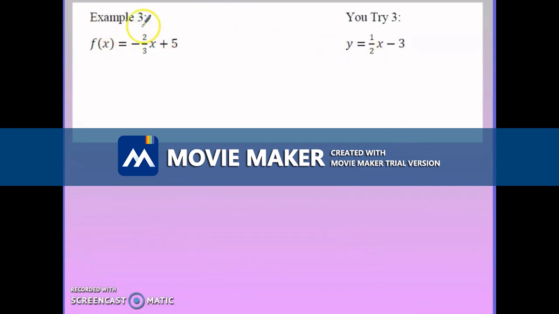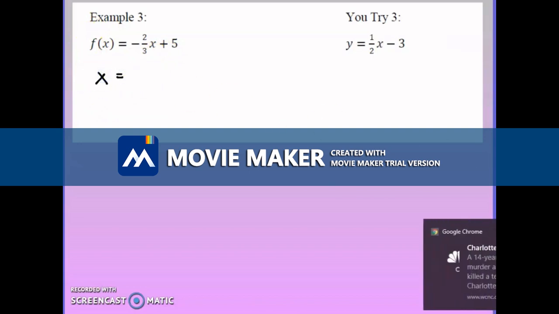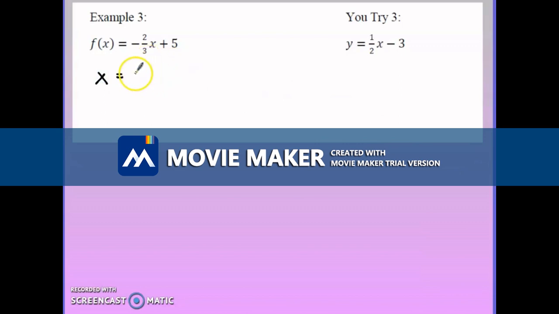So same thing, but now you have a fraction for your slope, right? So it's still going to be the same steps. Step one, I'm going to change. So this would be x equals negative 2 over 3y plus 5. Do the reflection: negative 2 over 3y plus 5 equals x.